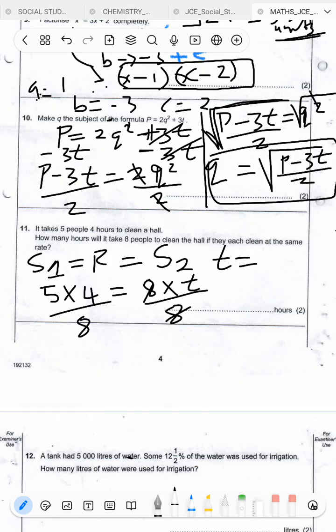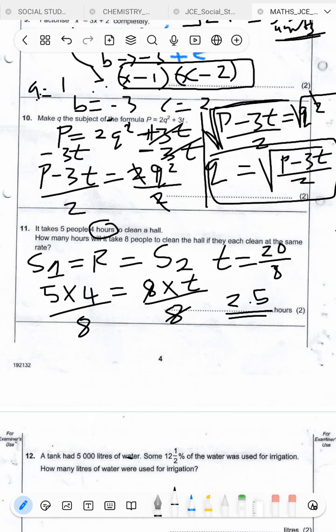2.5. So 20 divided by 8 gives us 2.5 hours as written there. Remember, 5 people took 4 hours, and 8 people we don't know.